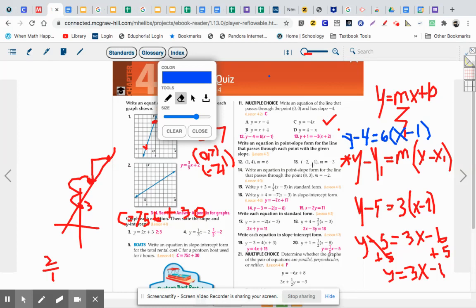So number 13 works just like number 12. Let's go see number 14. Write an equation in point slope form. So they want it in this form again. They give you a point and they give you a slope. You write it in and voila, you get the same thing.